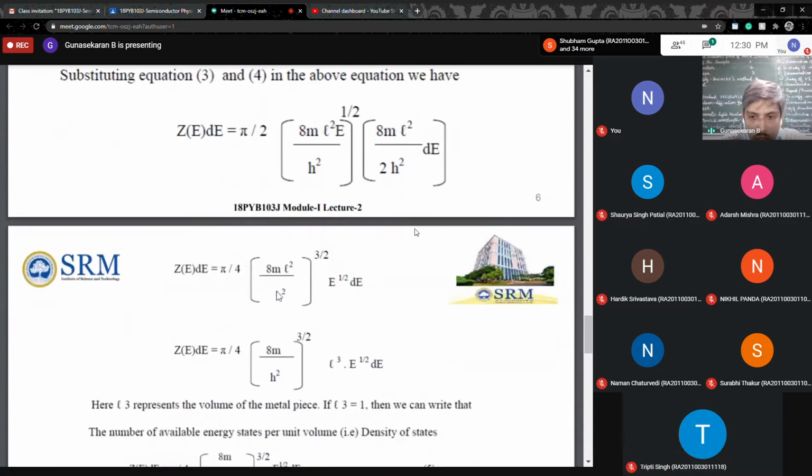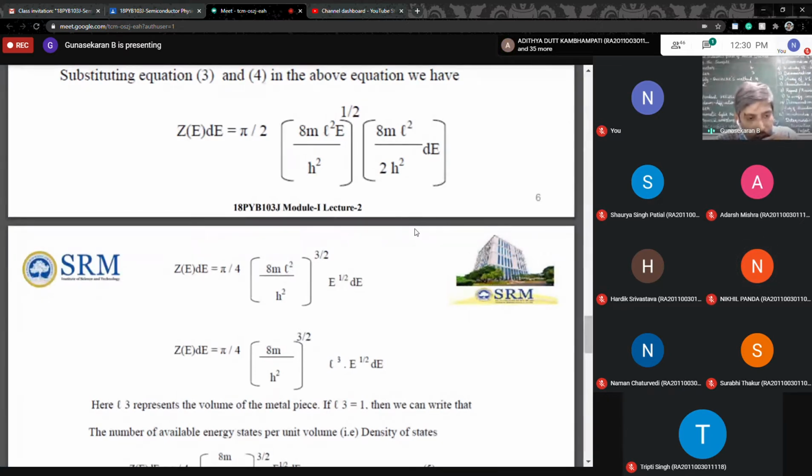See here, in the next step, I take L square outside, out of this 3 by 2. 2 gets cancelled, you get L cube. So that is pi by 4, (8 m by h square) whole power 3 by 2, L cube, E power 1 by 2 into dE. So what does the L cube give? The L cube is nothing but the volume. If L is equal to 1, for example, that is unity. For example, I take L equal to 1 meter. So what is L cube now? 1 into 1 into 1, you multiply all, simply you get 1 cube. So that is per unit volume.